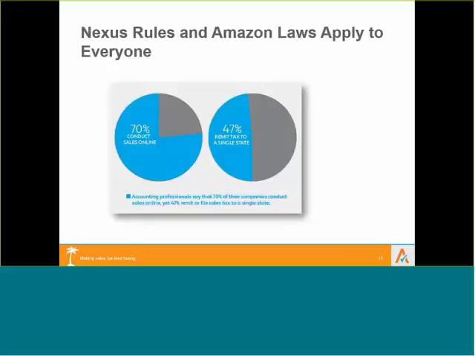One thing we did when putting this presentation together was some research around companies that conduct online sales, and we found that about 70% of companies conduct sales online, and of those, only 47% collect in a single state, which means that they're not collecting in states that passed Amazon laws and may not be aware of legislation and how it could affect their business. So it's just an ever-changing environment that it's imperative that businesses stay aware of.